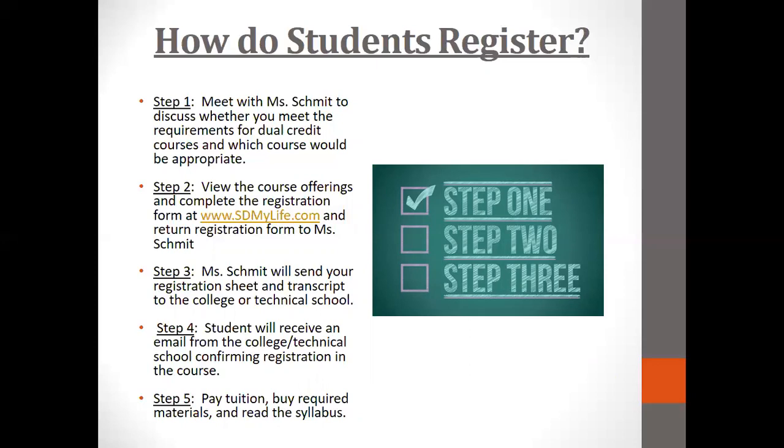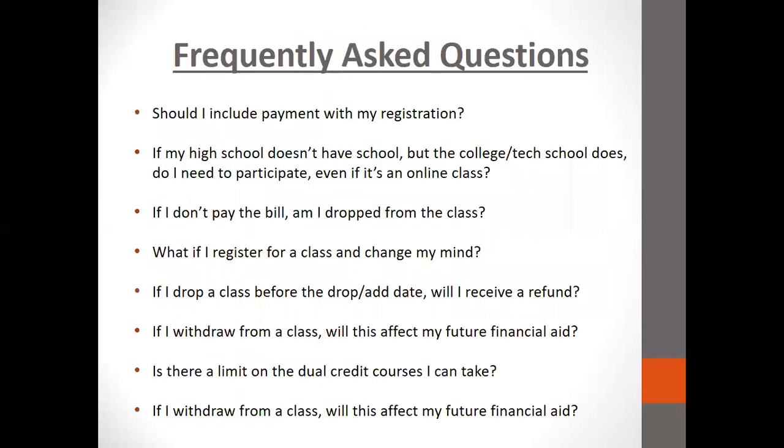Step 3, I will send in your registration sheet and transcript to that college or tech school. Step 4, you will receive an email from the college and get registered. And then step 5, you pay for it. So there's 5 quote unquote easy steps there. But it begins with you getting help from me or your college institution. You want to make sure that you talk to someone and make sure you're taking the appropriate classes.